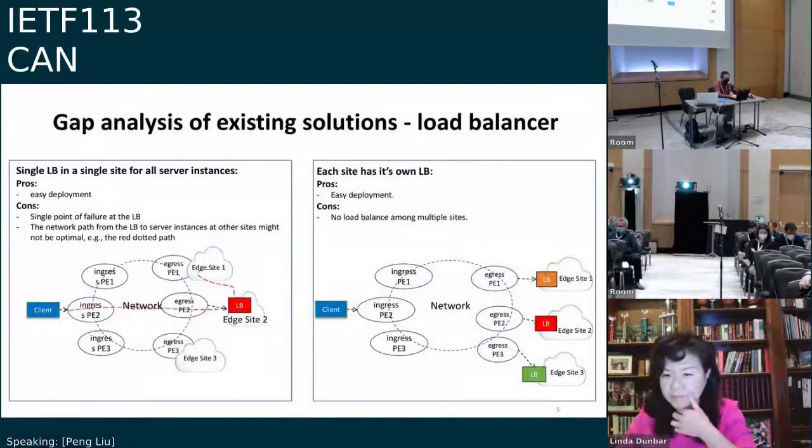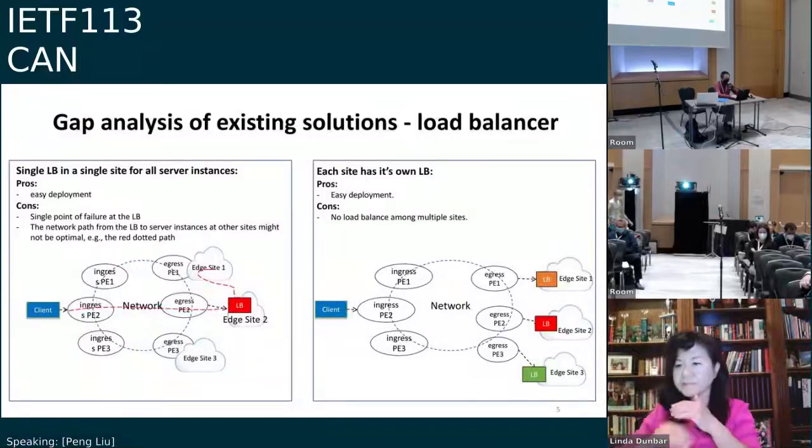And another way is that each site has its own load balancer. The advantage is easy deployment, but there's no load balance among multiple sites because it only works for itself. So it can't meet the use case or the requirement.